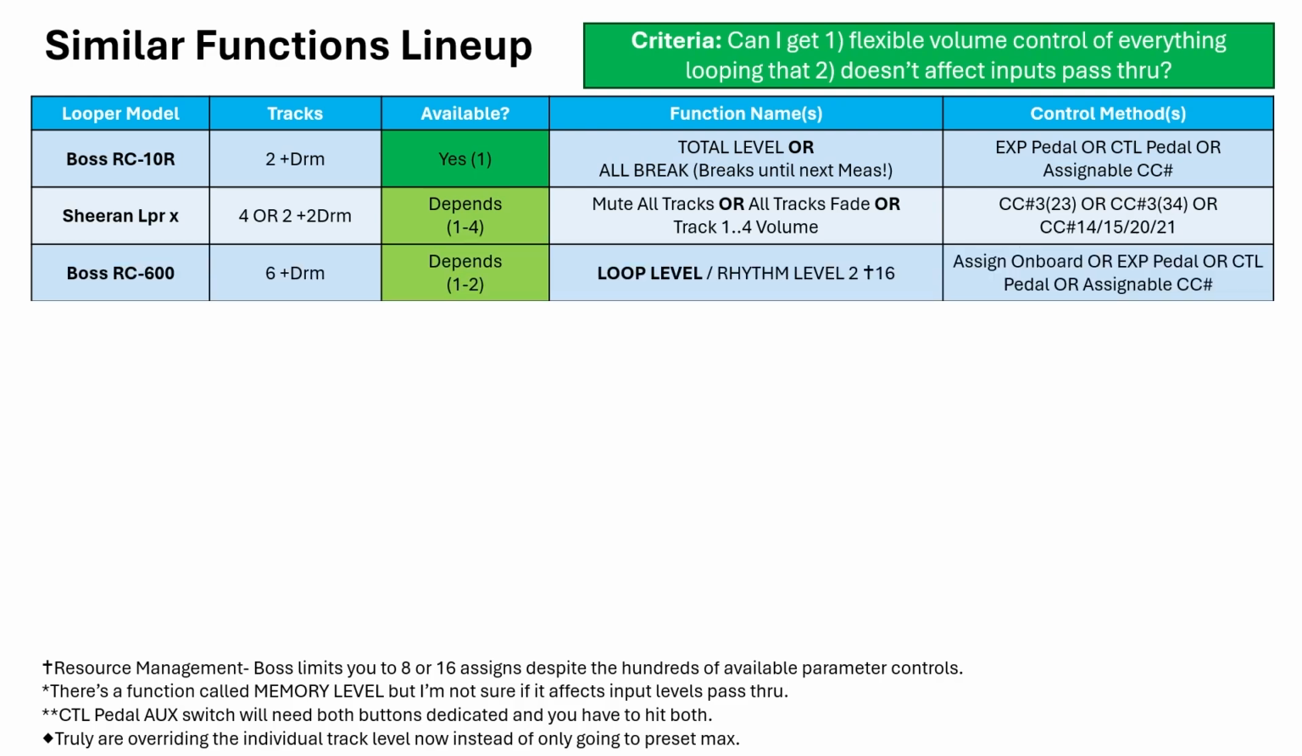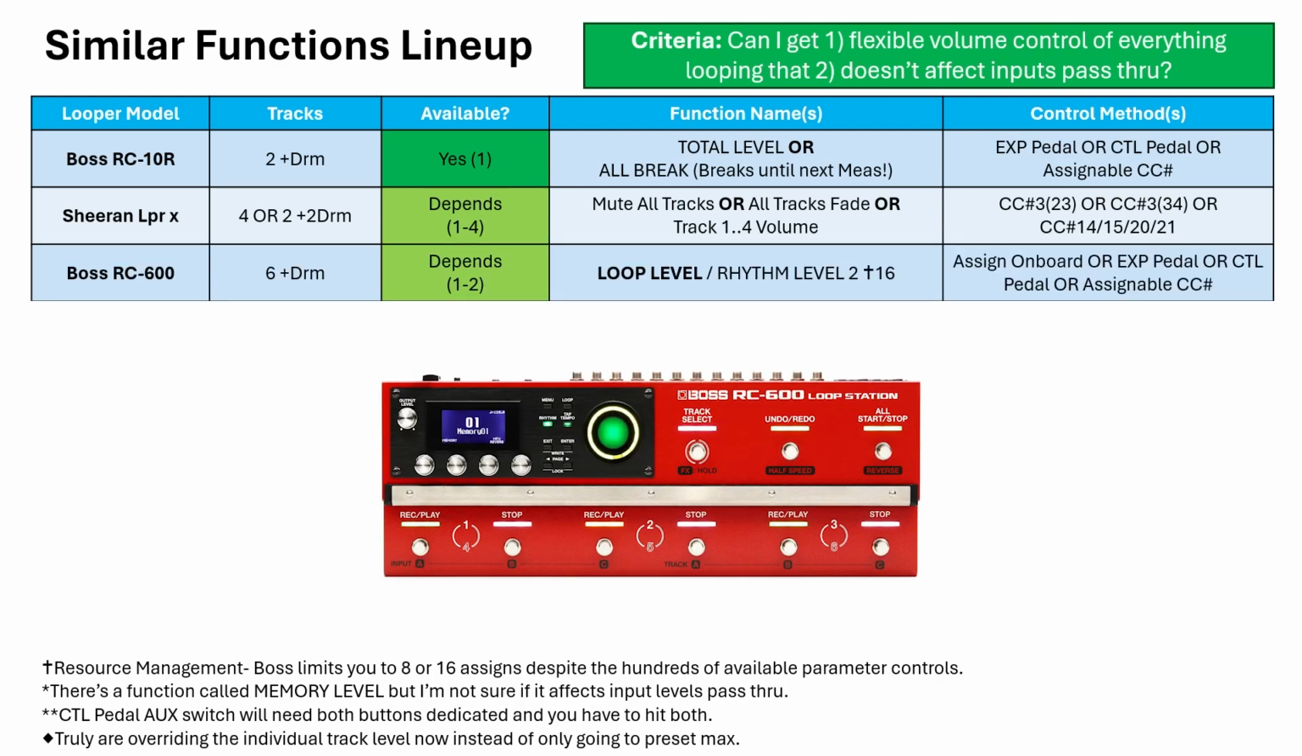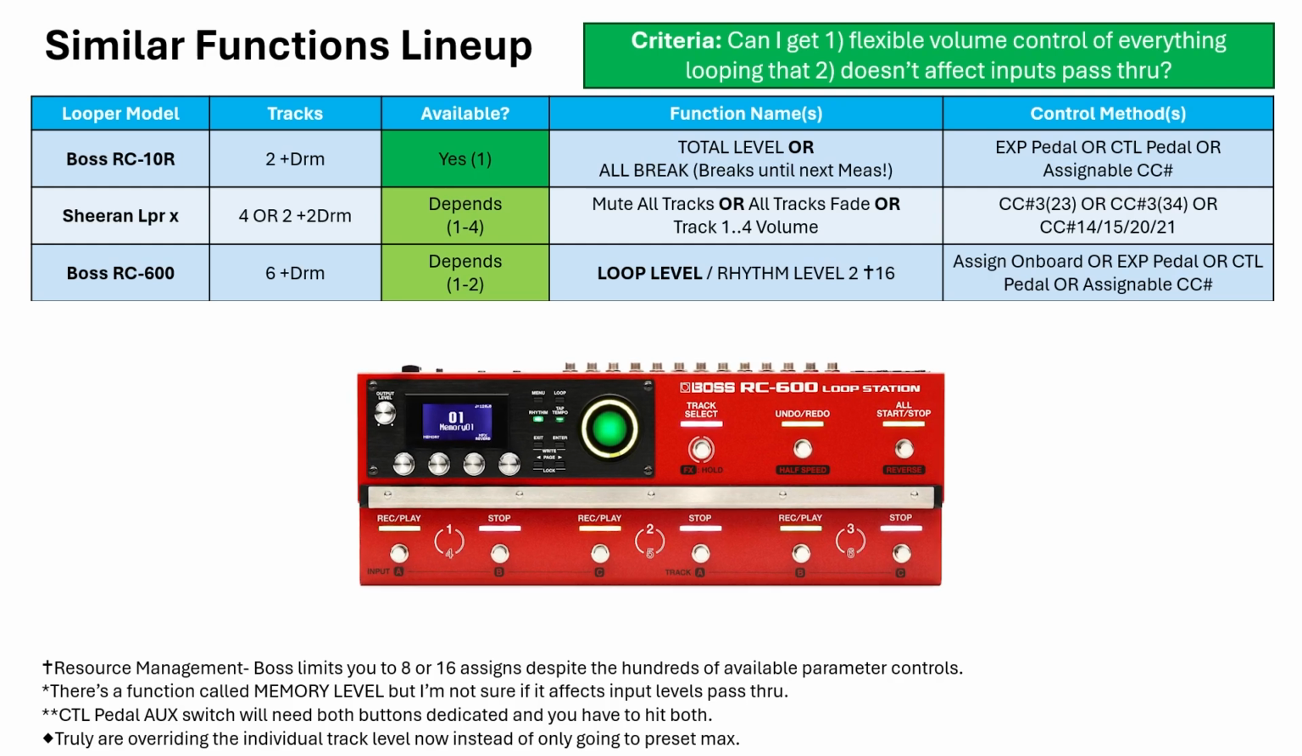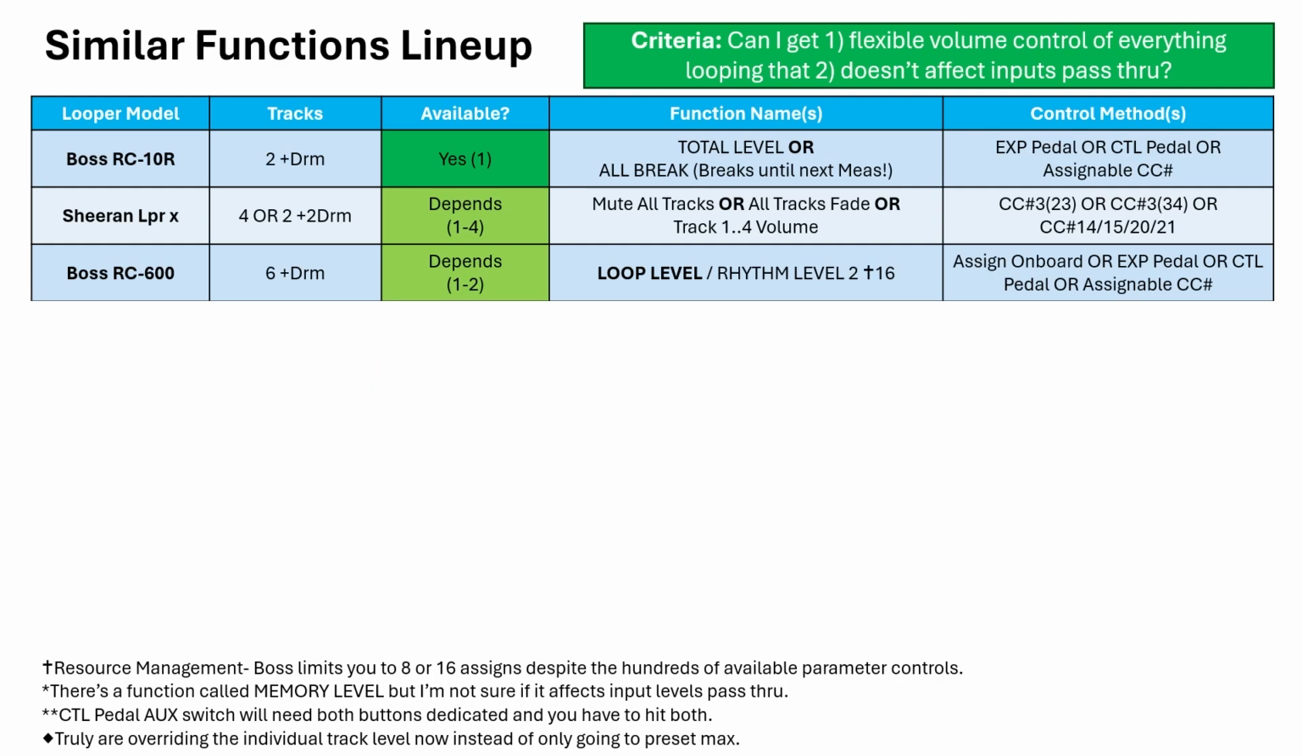Coming in 3rd place is the RC600. It's got 6 tracks plus the rhythm section, and this again kind of depends. We've been talking this entire time about loop level, but that's just because I don't use the built-in rhythm section. I use that as my drum machine, and I record the drums to one of my loops.